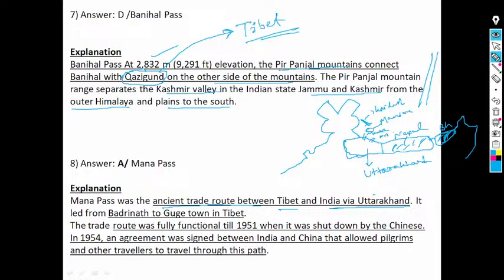The trade route was fully functional till 1951, when it was shut down by the Chinese. In 1954, an agreement was signed between India and China that allowed pilgrims and other travelers to travel through this path.